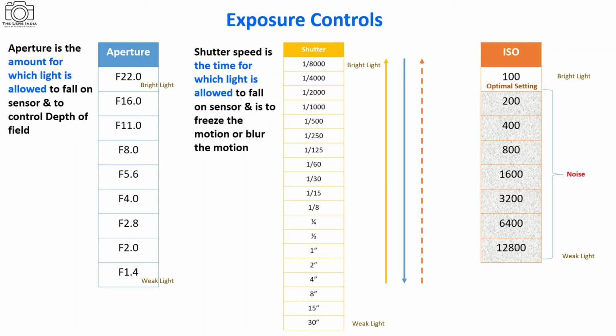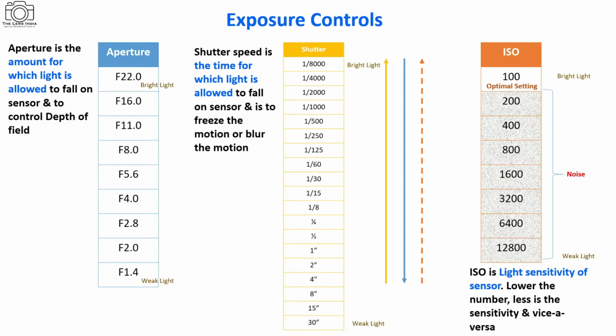So what is this ISO? ISO is the light sensitivity we talk about. This light sensitivity is mainly related to the sensor of the camera. The lower the number, the less sensitive the sensor, and the higher the number, the more sensitive the sensor is towards the light, right? When we are shooting in a very bright light situation, we need to keep the ISO setting at 100. That means the sensor becomes very less sensitive to the light, and when we are shooting in a dark situation, we can increase our ISO and shoot.